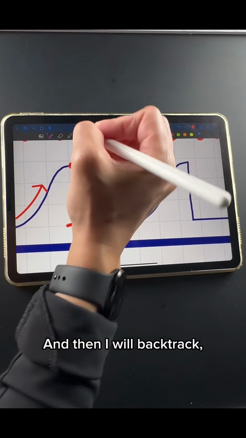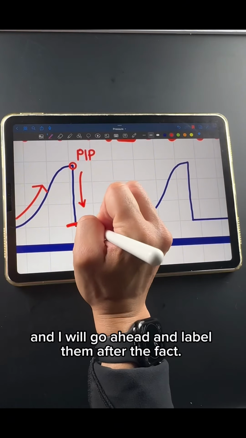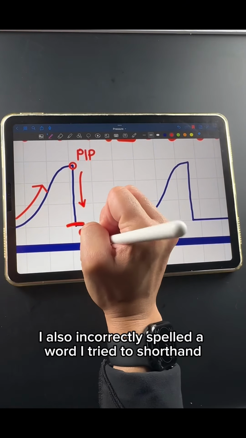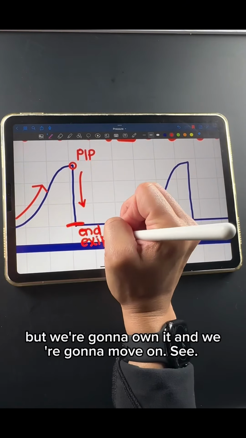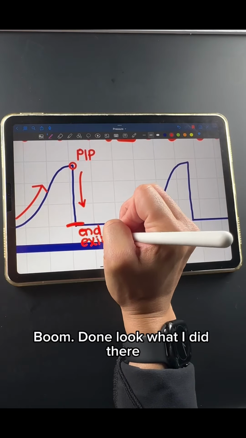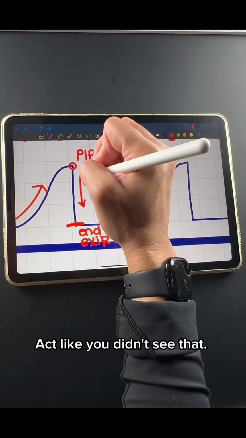And then I will backtrack and go ahead and label them after the fact. I also incorrectly spelled a word I tried to shorthand, but we're going to own it and move on. See, boom, done. Look what I did there. Act like you didn't see that.